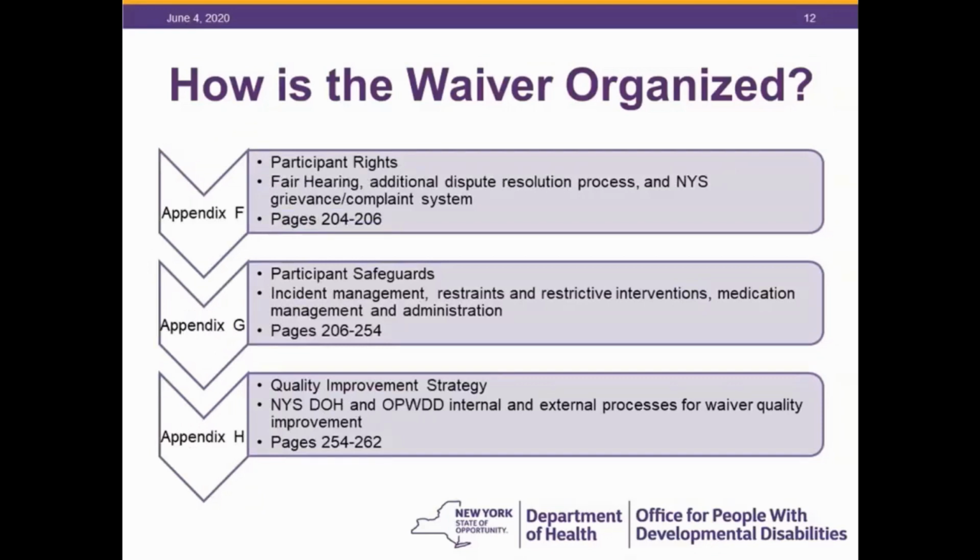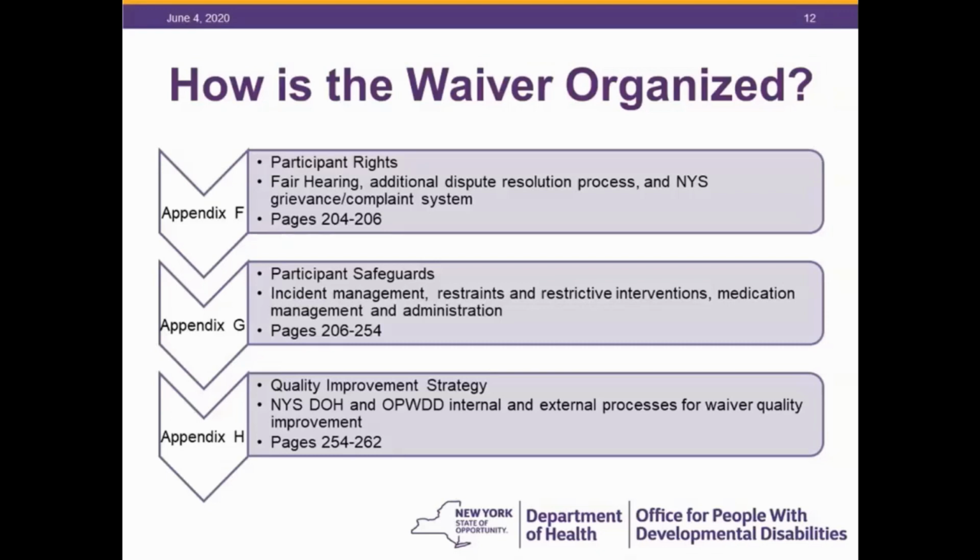Appendix F covers participant rights, fair hearings, additional dispute resolution processes, and the grievance and complaint system. That can be found on pages 204 to 206. And just to note that the fair hearing process applies to all of our waiver services. Appendix G covers participant safeguards and incident management. That can be located on pages 206 through 254.